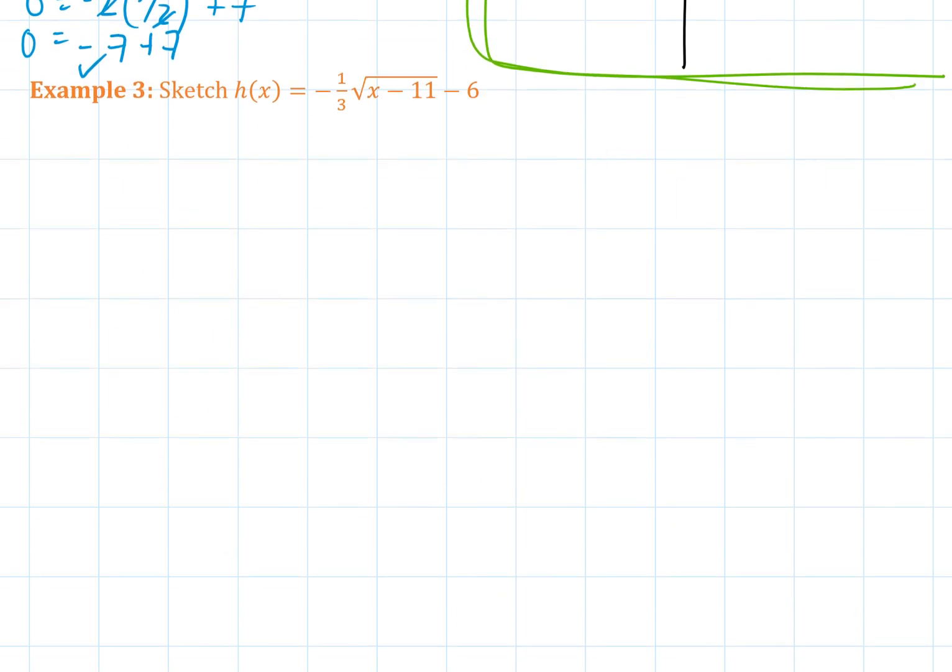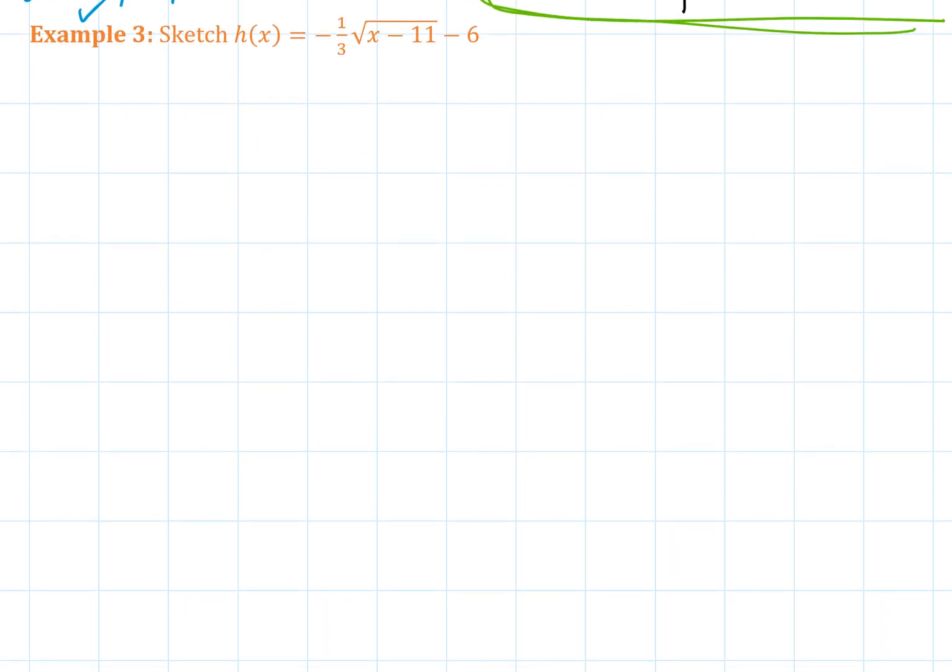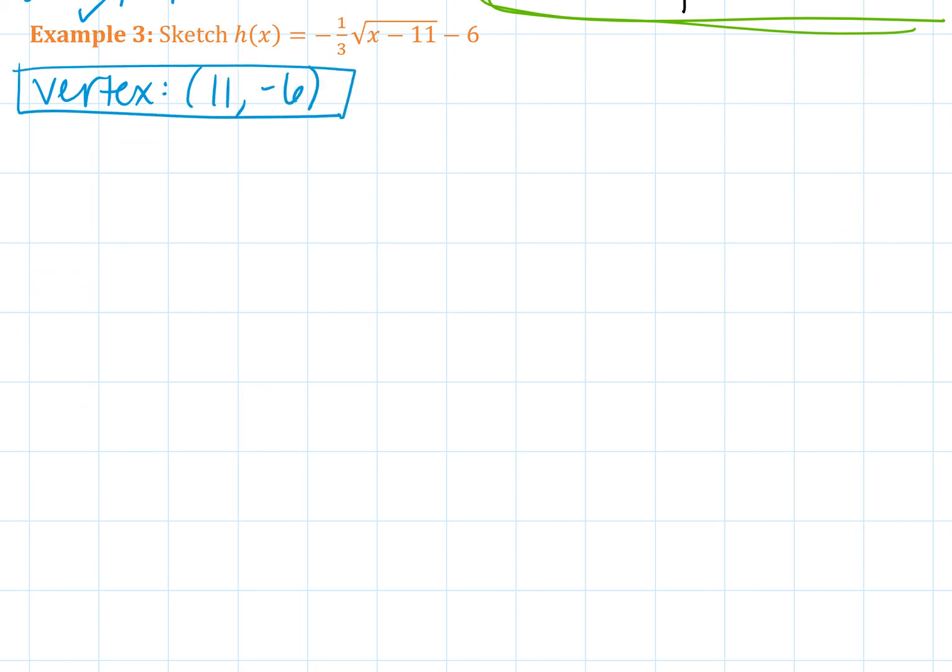All right, one more example for today. Again, same routine. Let's find the vertex. It is at 11, negative 6. Double checking my signs. The x-intercept is where y is 0, or h of x.